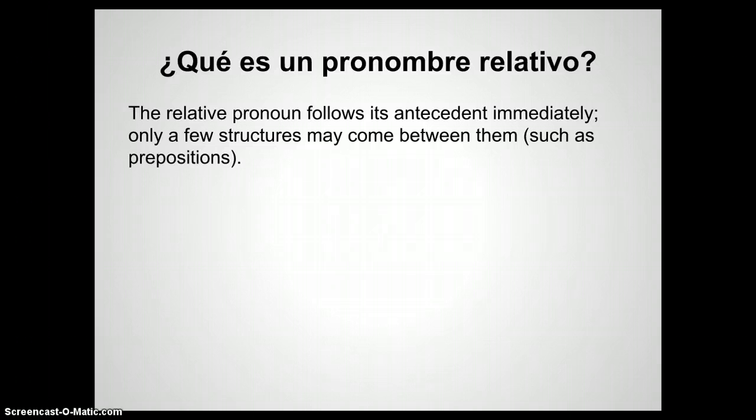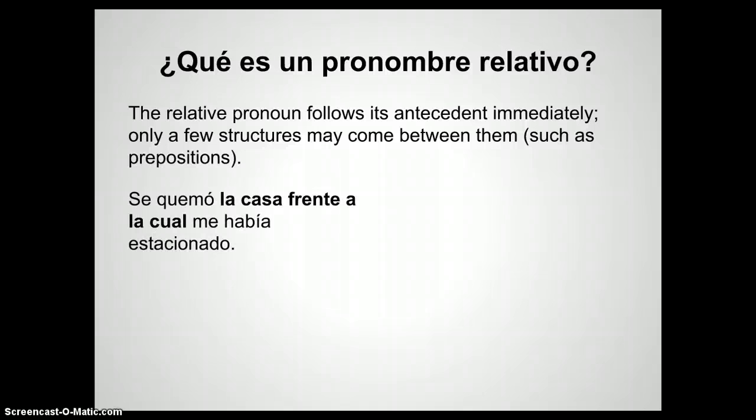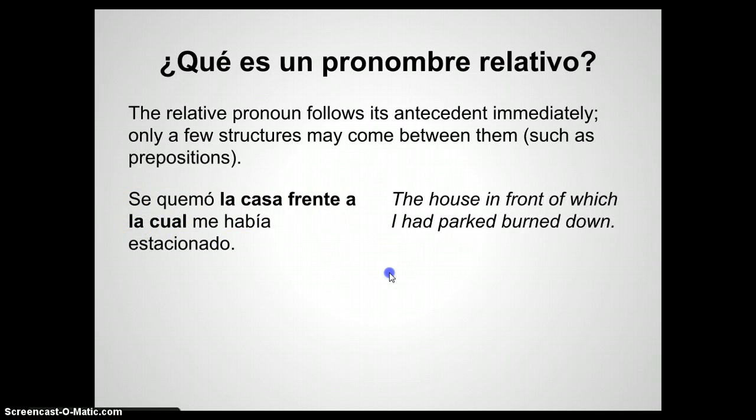The relative pronoun follows its antecedent immediately. Only a few structures may come in between them, such as prepositions. Por ejemplo, se quemó la casa frente a la cual me había estacionado. So aquí, frente a es una preposición. And it's the only thing that can be allowed in between la casa, which is the antecedent, and la cual, which is the relative pronoun. The house in front of which I had parked burned down. Qué terrible.